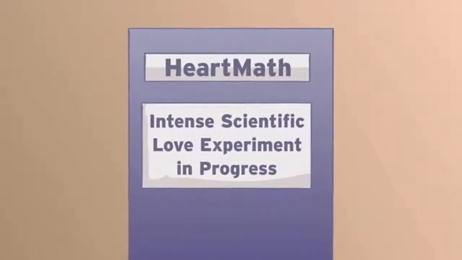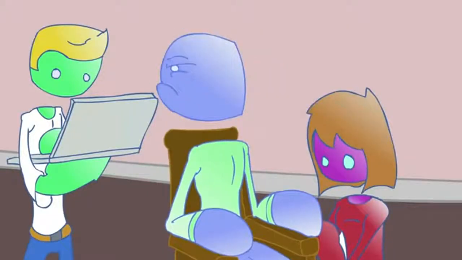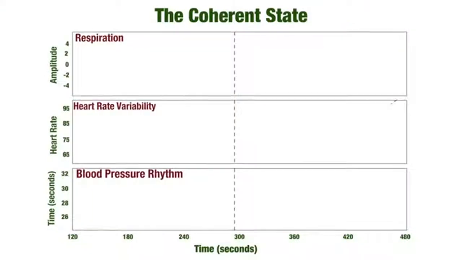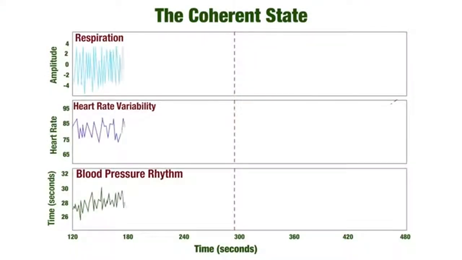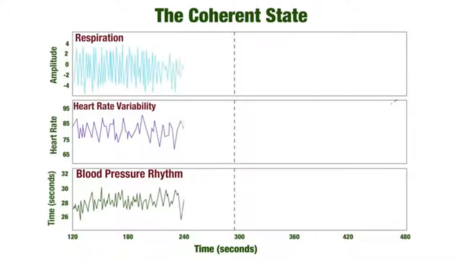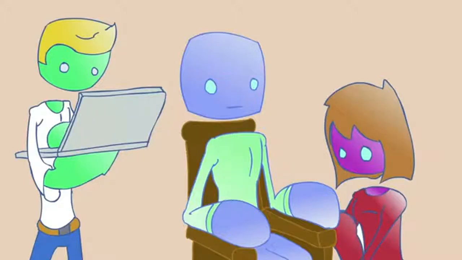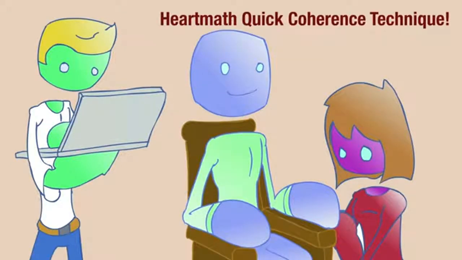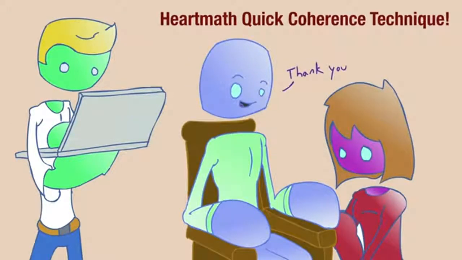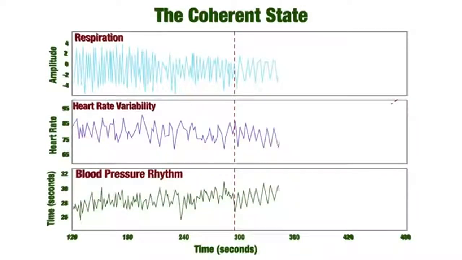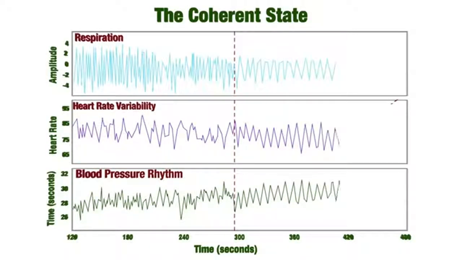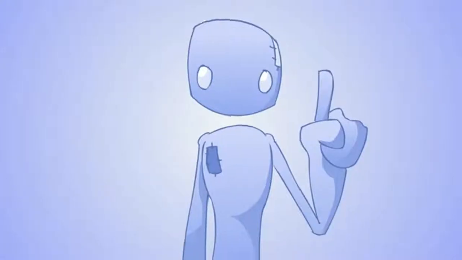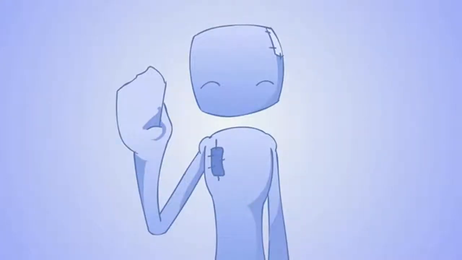In an experiment done at the Institute, they hooked up scanners to an individual who was subjected to very chaotic emotions. For 300 seconds, they measured the respiration, heart rate variability, and blood pressure rhythm. After this time, the individual on the scanners did a technique on himself which they have dubbed the HeartMath Quick Coherence Technique, which activated a feeling of love and appreciation. Instantly, all 3 of the rhythms came into entrainment and harmony with each other, and stayed in harmony for the remainder of the experiment.